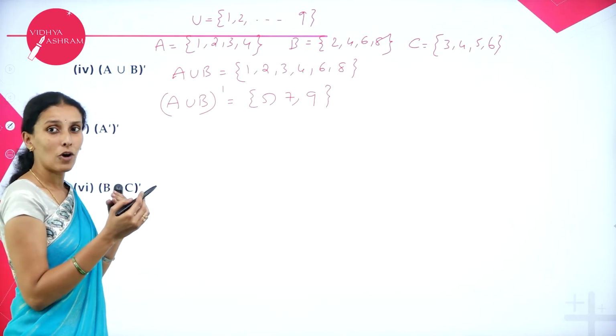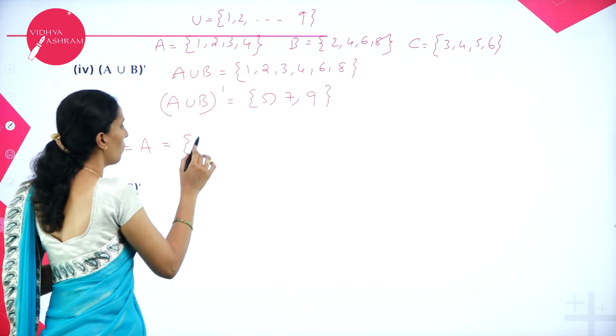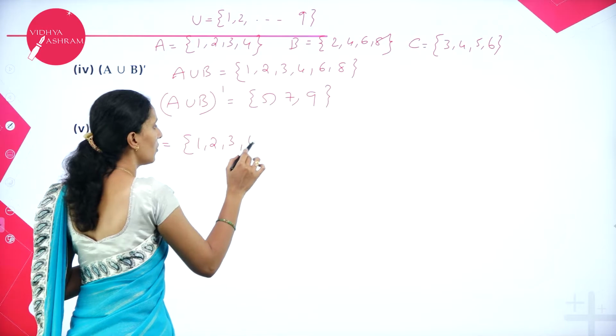What does the law of double complement say? This is equal to A. What is A? 1, 2, 3, 4.